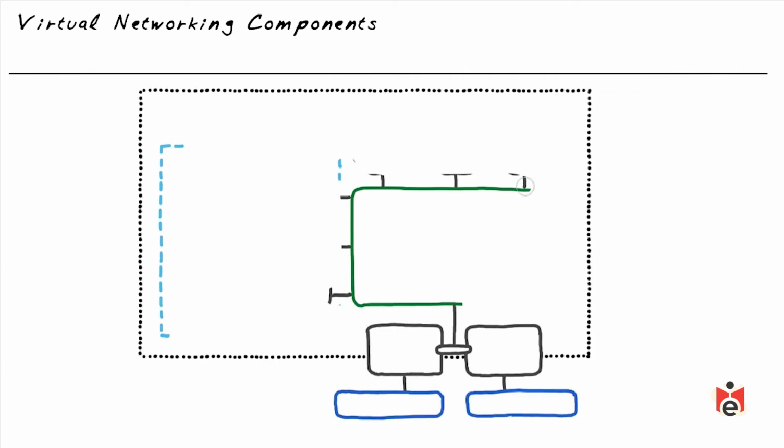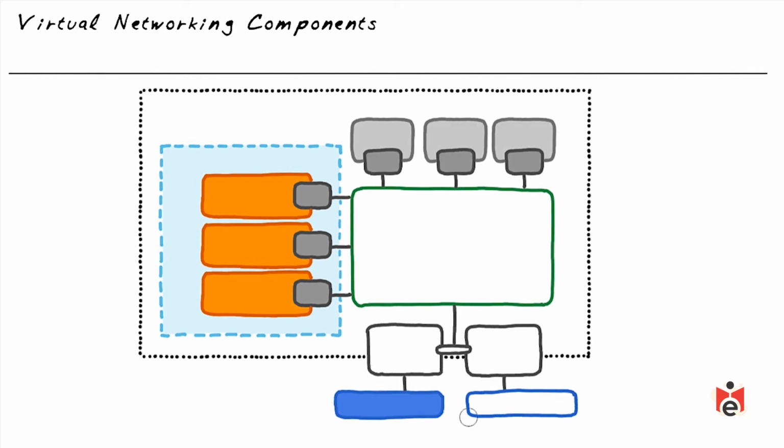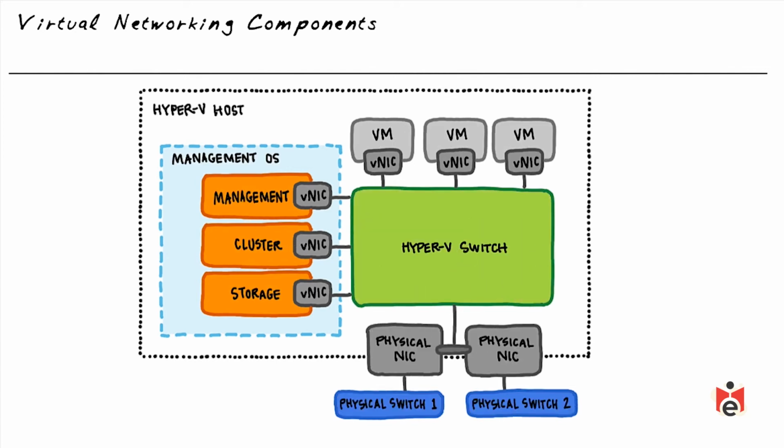And for an example, from a Hyper-V perspective, we'd have our virtual machines. They would have a virtual network interface card that connects to a virtual switch. And then that virtual switch can be associated with physical network interface cards, which then go out to our physical networks.